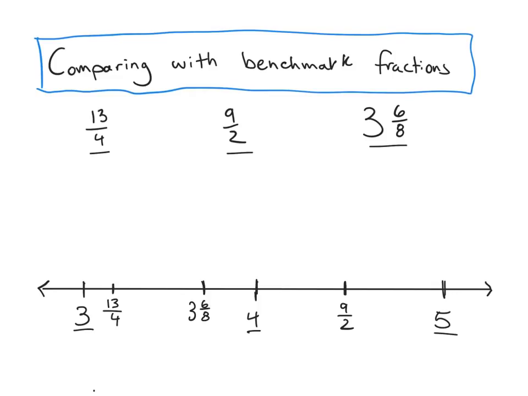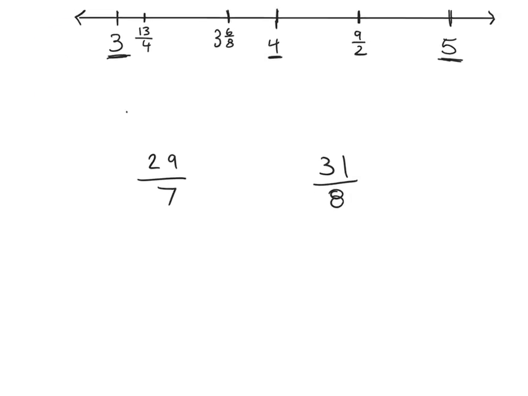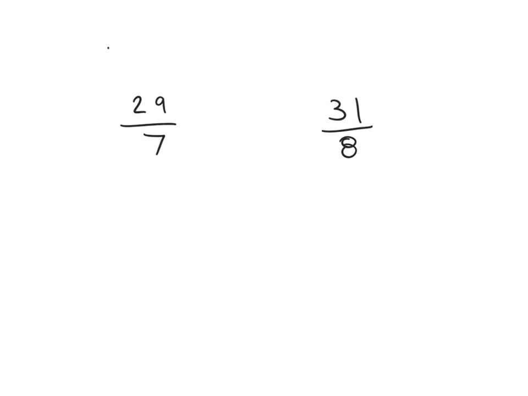By using these whole number benchmarks, I was able to find the approximate location of each of these fractions on the number line. So now I can compare them pretty easily. I know that 13/4 is less than 3 6/8, which is less than 9/2. So 9/2 is the largest, 3 6/8 is the second largest, and 13/4 is the smallest. I did that by finding the relative location for each of the fractions on the number line.